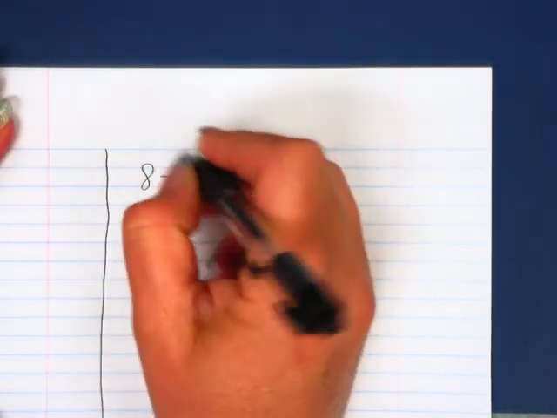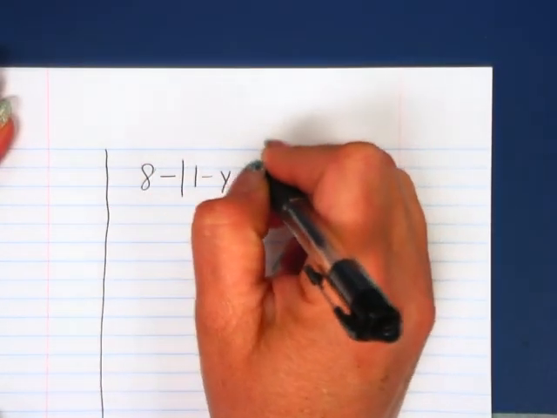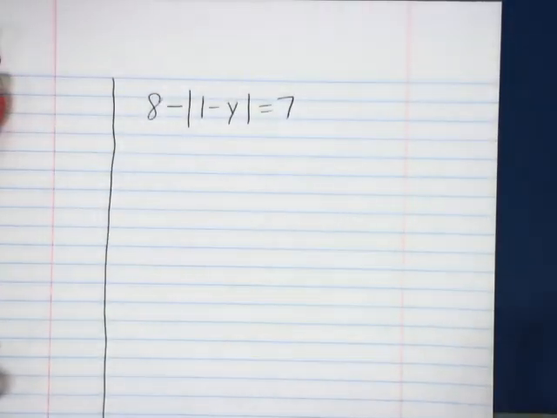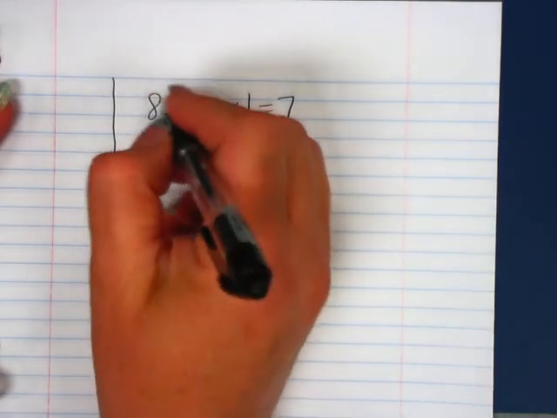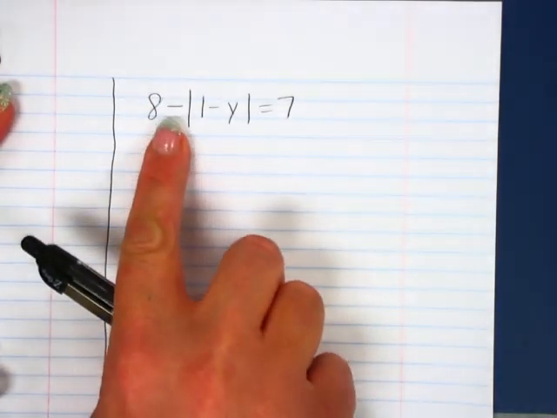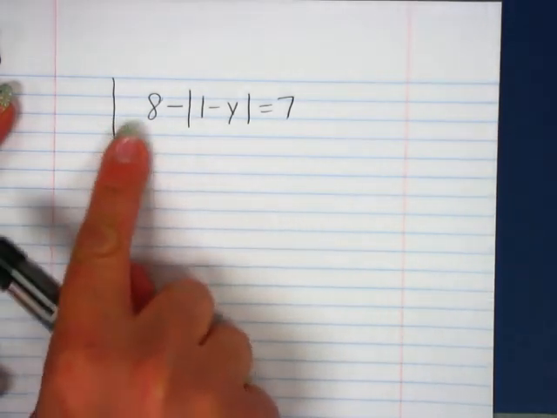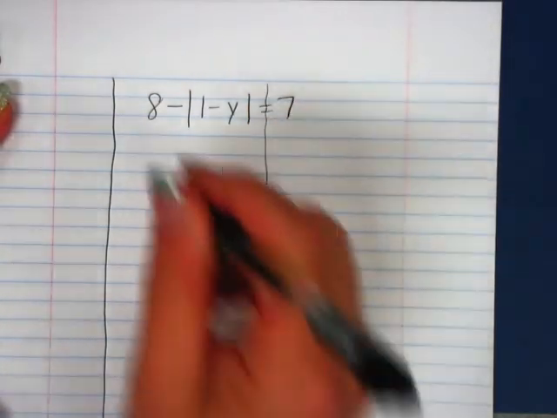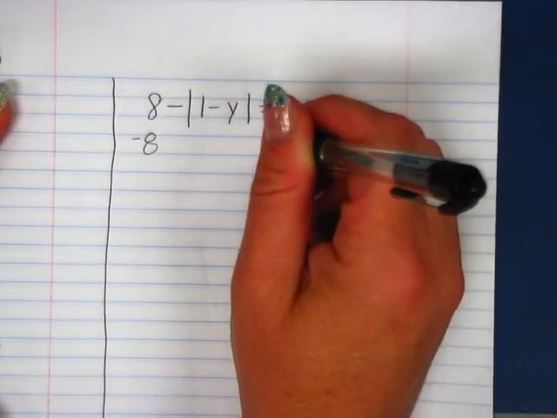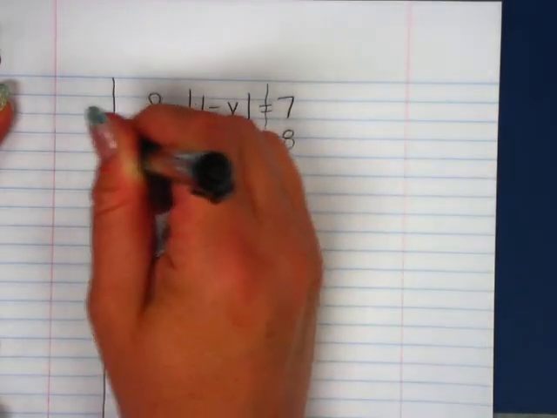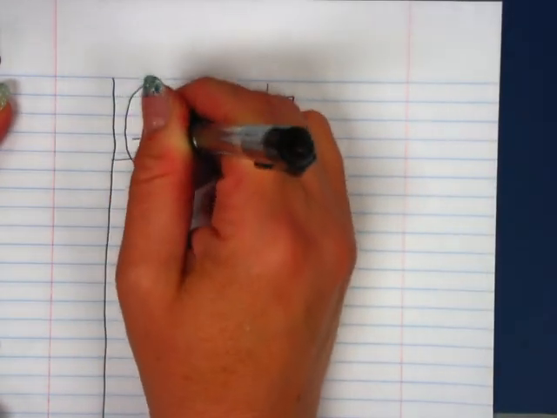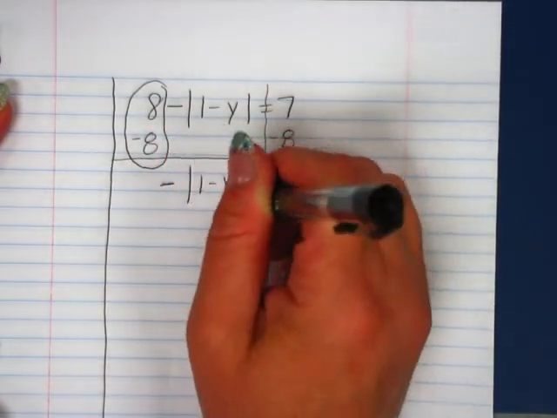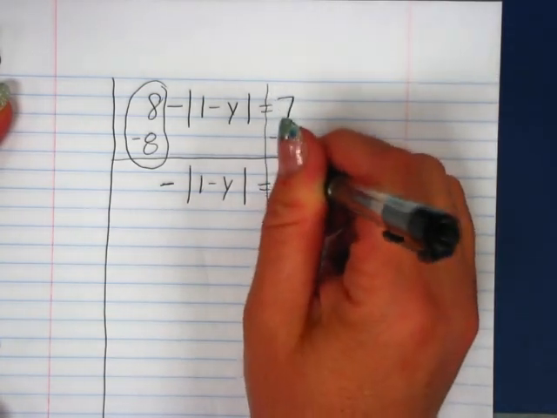8 minus the absolute value of 1 minus y equals 7. So again, we want to get the absolute value by itself, just like you would get a variable by itself. So we need to get rid of this 8. It's a subtraction problem, but the 8 itself is actually positive. So the opposite of a positive 8 would be a negative 8. And again, you do it on both sides of your mirror. This gives us the 0. We're left with negative the absolute value of 1 minus y. And over here we get negative 1.